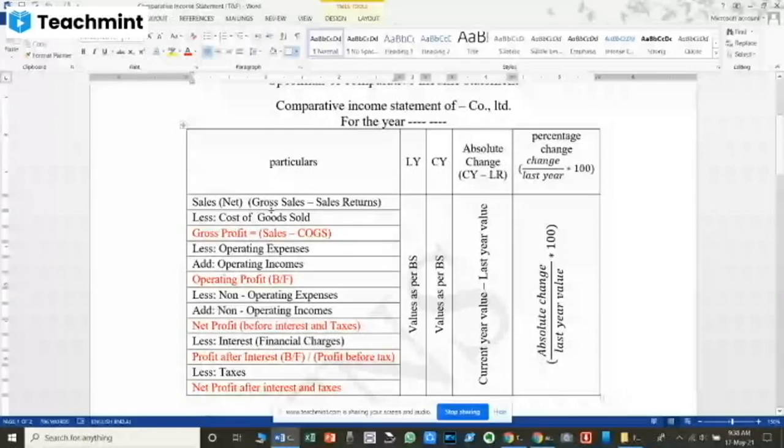So from the sales, if we deduct the cost of goods sold, then we find the gross profit. If in the problem cost of goods sold is not given directly, you have to go for a separate working to find out the cost of goods sold by applying the standard mathematical formula given to you.